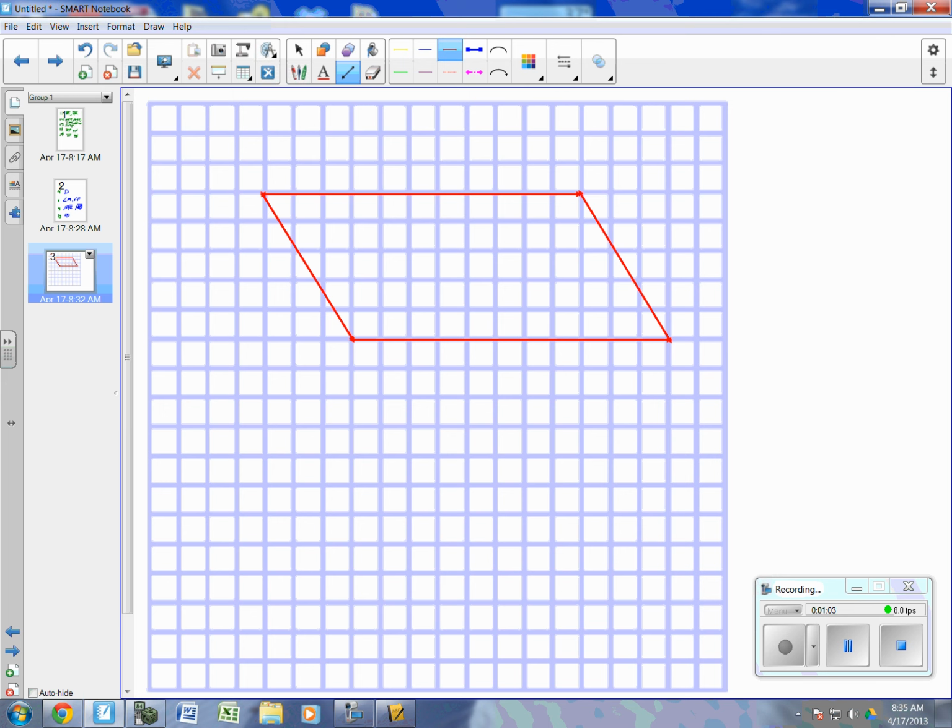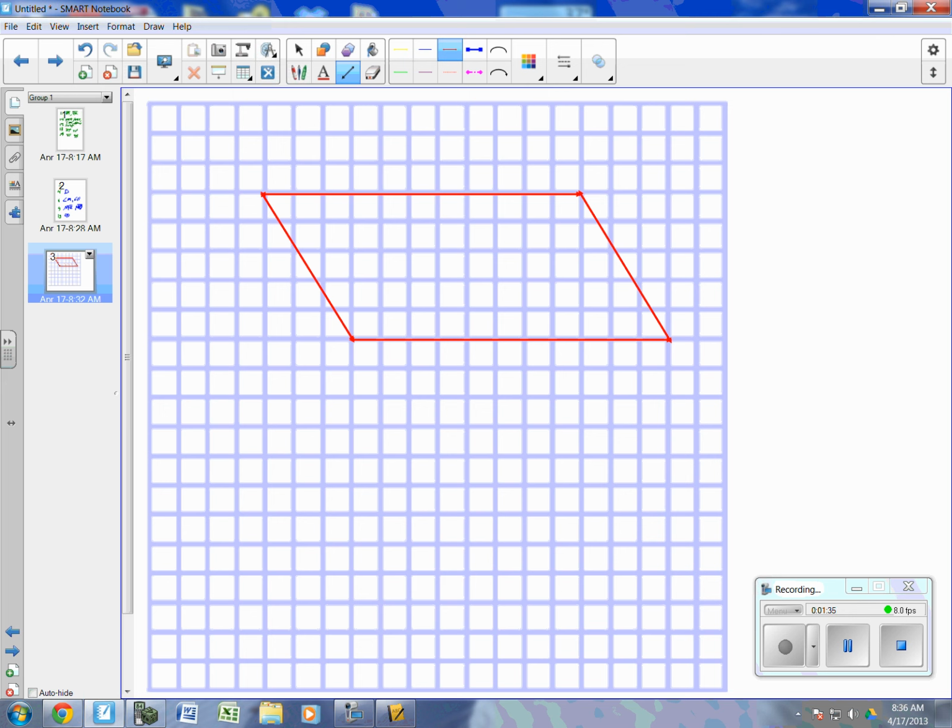Do not draw a rectangle with this, because rectangles, you guys, have properties that... I should say, a rectangle is a parallelogram, but it has additional properties than another kind of parallelogram. So I don't want you to draw a rectangle. Do not draw a rectangle, okay? I want you to draw a parallelogram that does not have right angles.